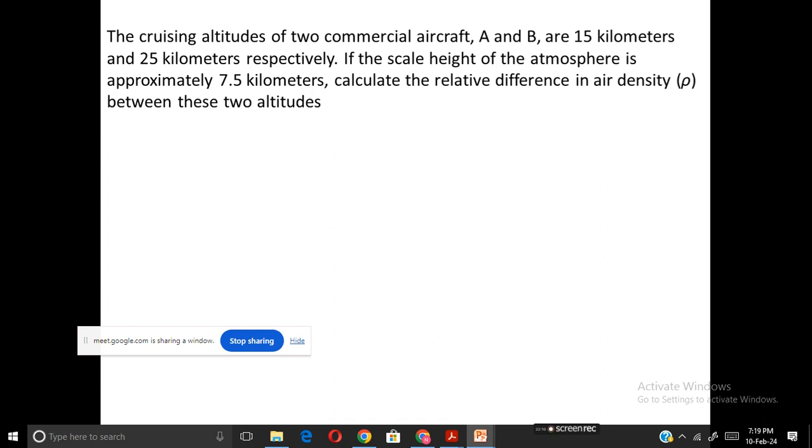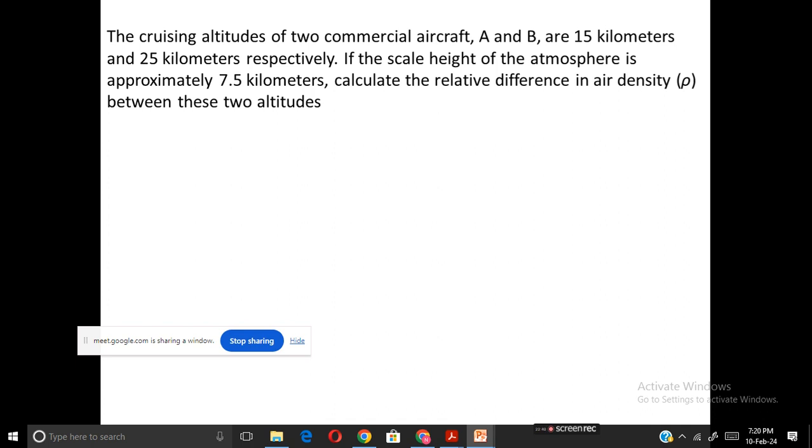So there are two aircraft. One is flying at a height of 15 kilometers and another is flying at a height of 25 kilometers. And they want to calculate the density of the air at these two heights. At 15 kilometers, what is the density of the air, and at 25 kilometers, what is the density of the air, and compare those two values. So we have height, we have scale height, we want to calculate density.